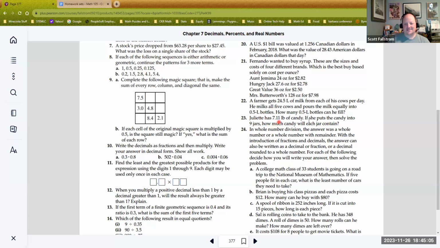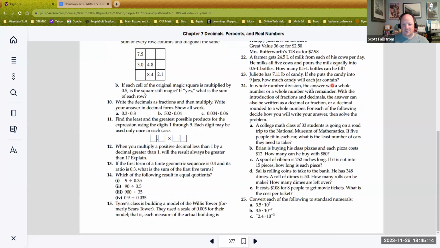All right, let's see here. Juliet has so much candy. She puts the candy into 9 jars. How much candy in each jar? This is division. And whole number division, the answer was a whole number. Now the answer may not be a whole number. But you might get a decimal number and you have to round up or down accordingly.